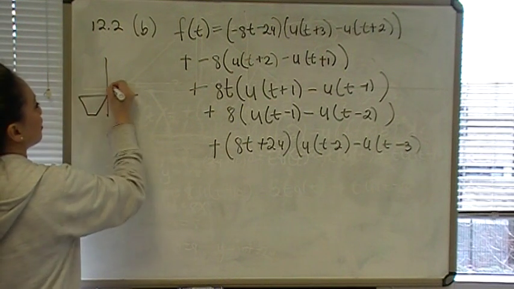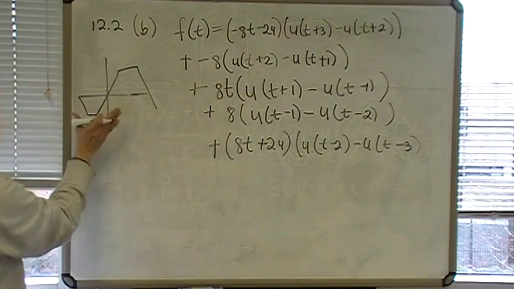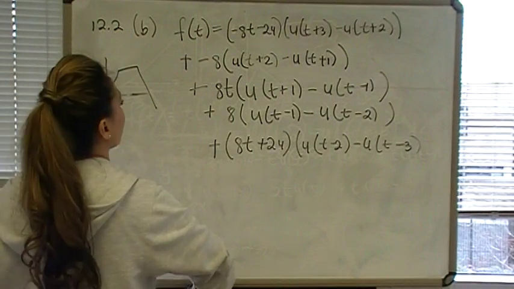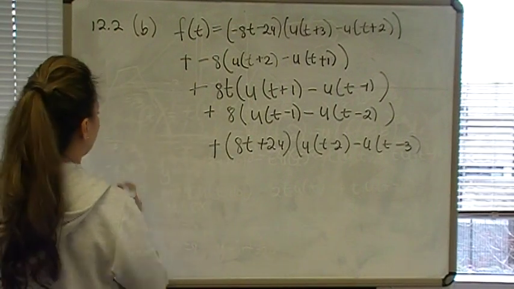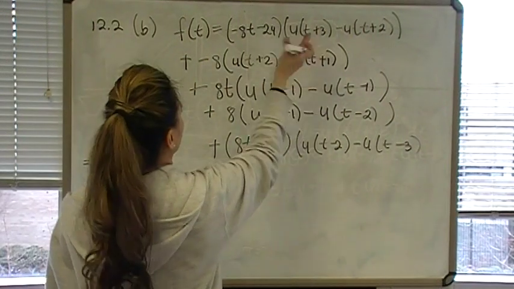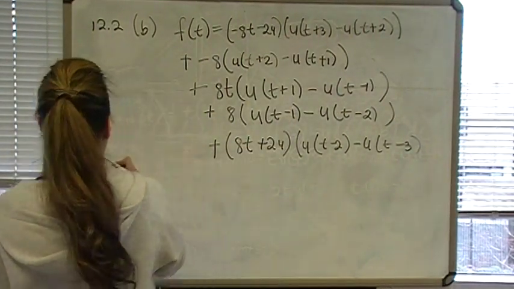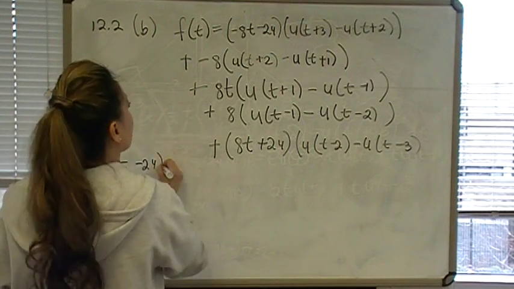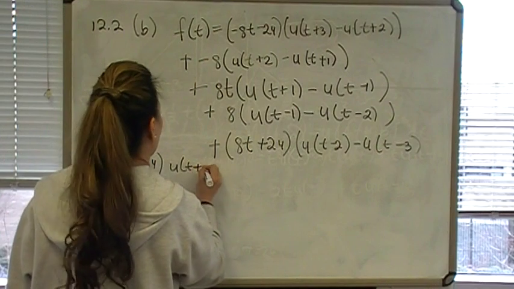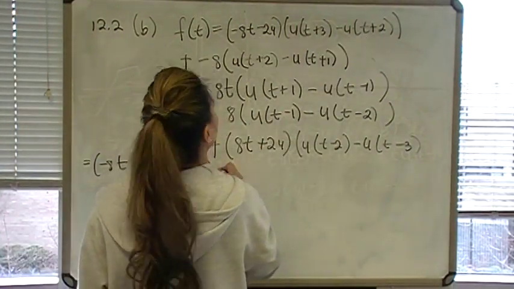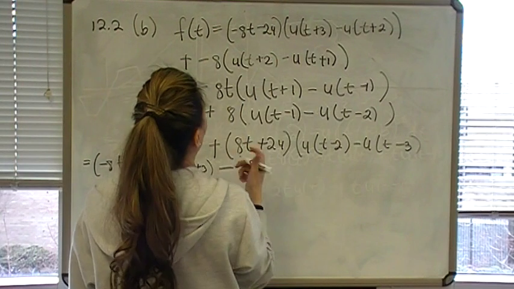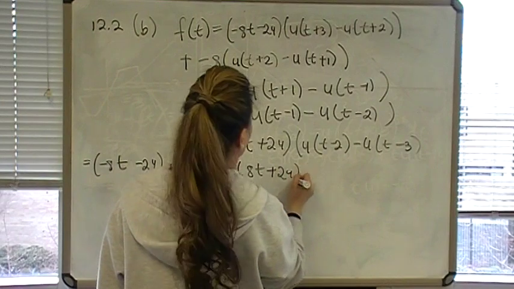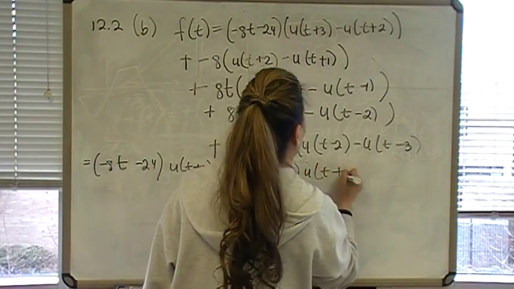And so that describes this in the time domain before we Laplace transform it. We can simplify this. In fact, I believe the book wants you to simplify that. And it's really simple. You're just going to combine like terms. So we have negative 8t minus 24 times u of t plus 3. Distribute that through. A minus and a minus is a positive, so that gives me plus 8t plus 24 times u of t plus 2.